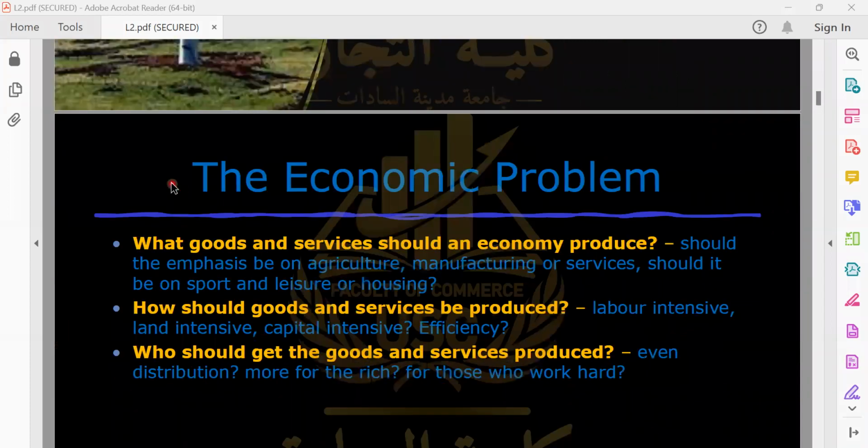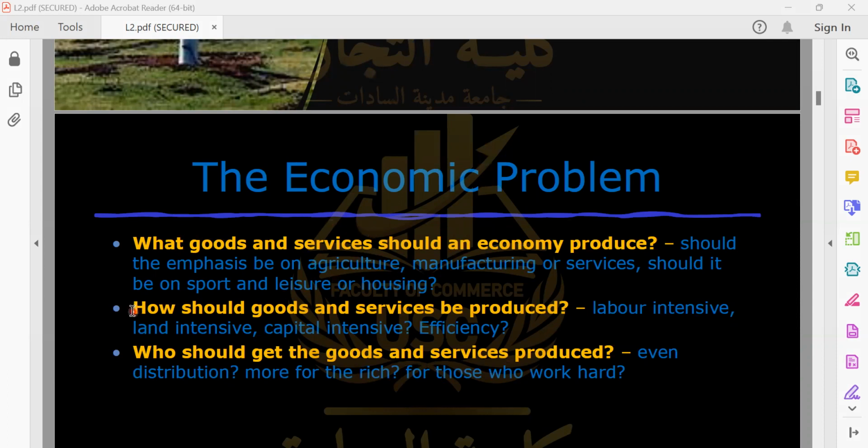So in the economic problem we ask ourselves some questions. First question: what goods and services should an economy produce? What should we produce? Should we produce agriculture, manufacturing, or services? Should we focus on sport, leisure, or housing? So the first question is what goods and services should an economy produce?